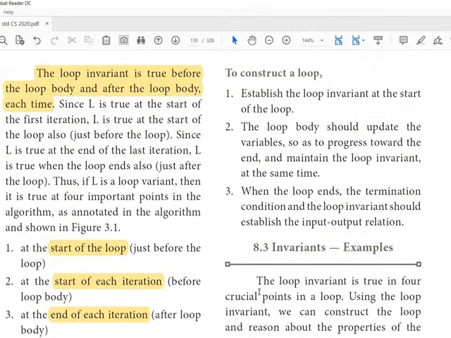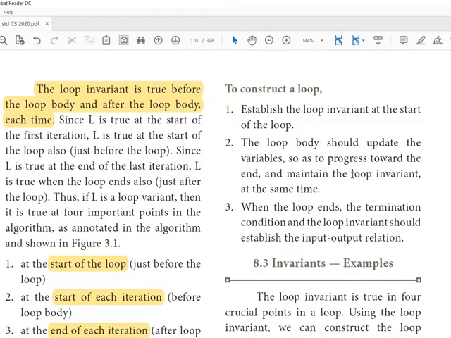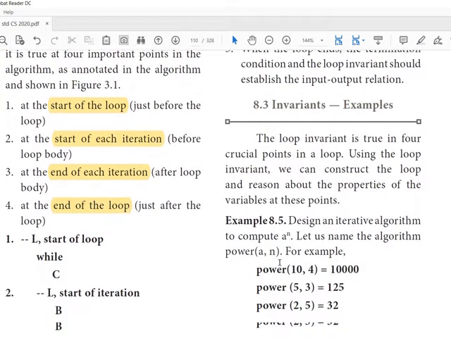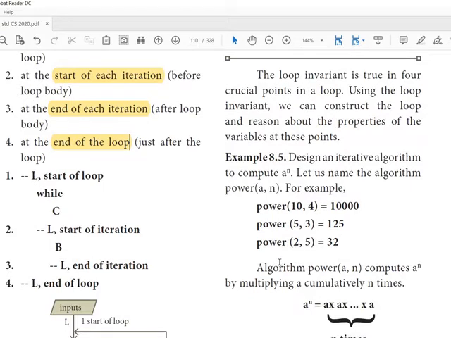Explain loop invariant is an important question. So how to construct a loop? Establish a loop invariant at the start of the loop. The loop body should update the variables so as to progress towards the end and maintain the loop invariant at the same time. When the loop ends, the termination condition and the loop invariant should establish the input-output relationship. So the loop invariant is true at four crucial points in a loop.